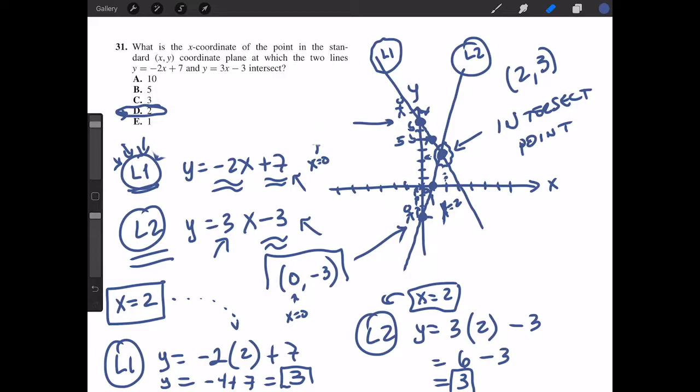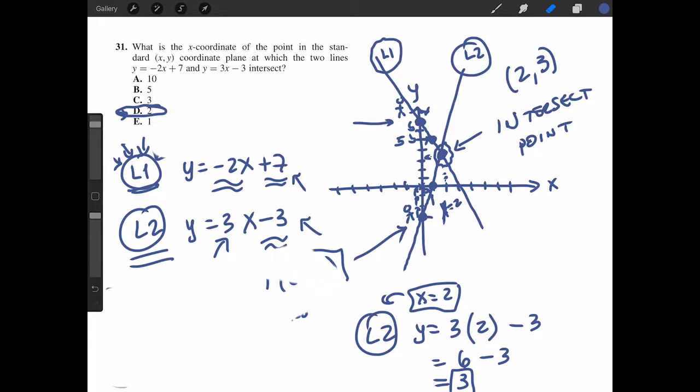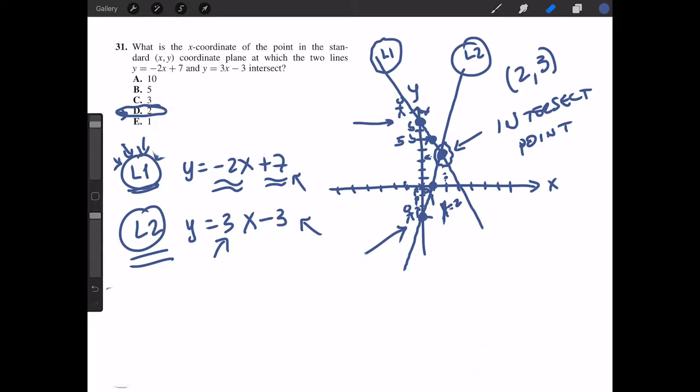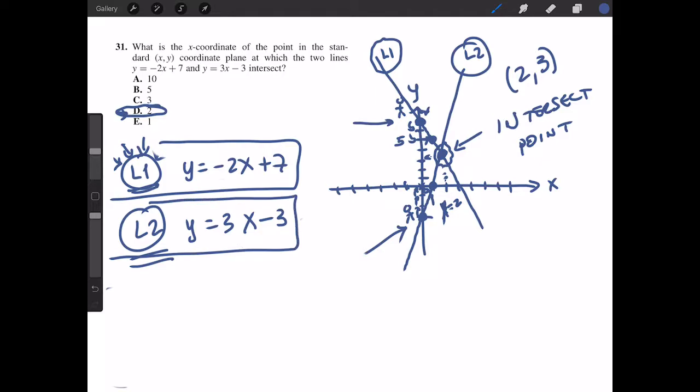So I'm going to first erase here. Just clean this up a little bit. So what we can do is take both of these equations and say, okay, from the first equation, line 1, y equals negative 2x plus 7. From the second one, we know that y equals 3x minus 3. So we can take the value of y from the second equation, which is 3x minus 3, and replace the y from the first equation with 3x minus 3. That'll give us the following expression: 3x minus 3 is equal to negative 2x plus 7.